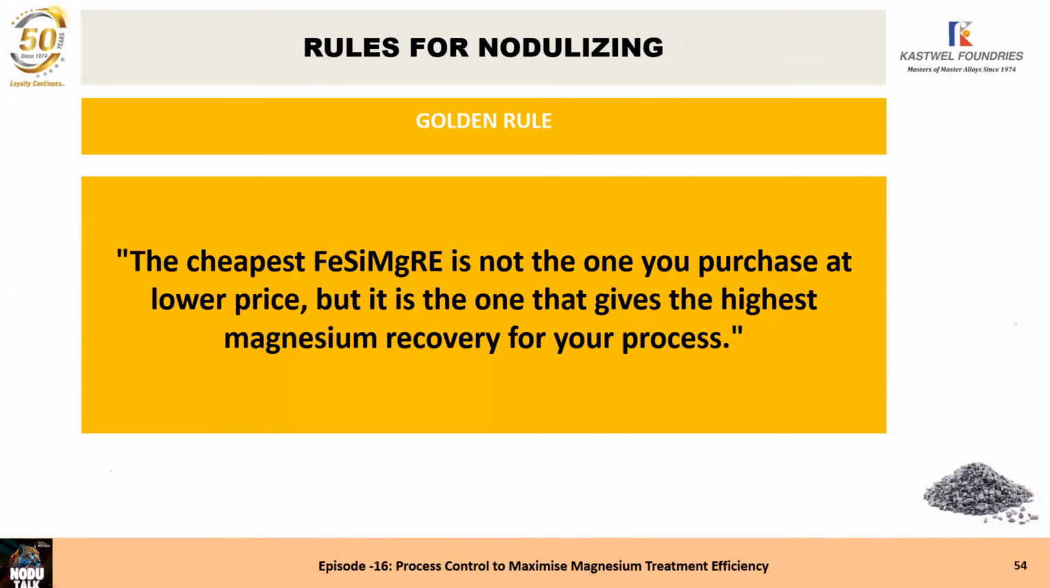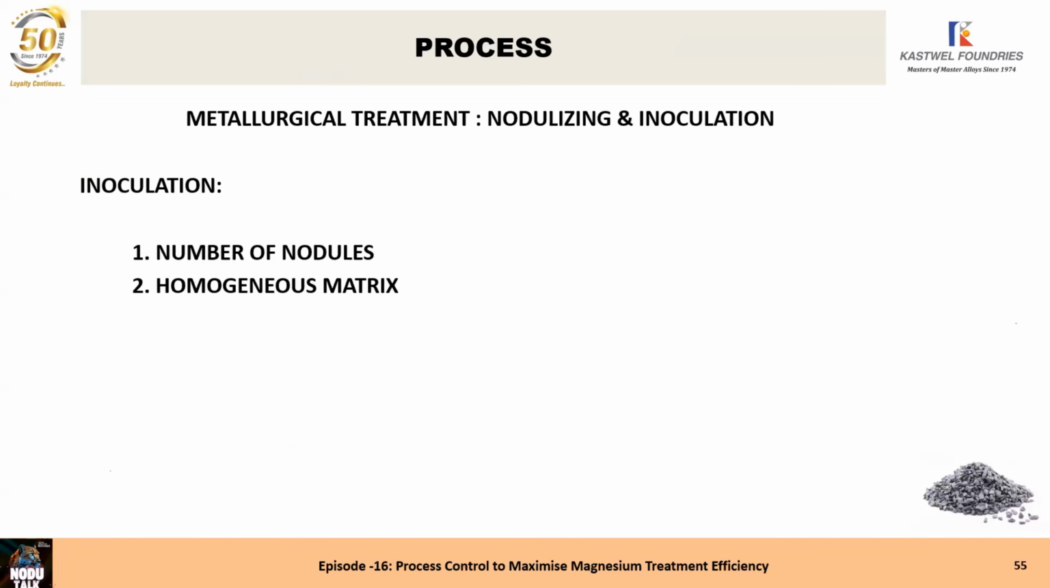This is a golden rule. The cheaper ferrosilicon magnesium rare earth is not the one you purchase at the lower price. It is the one that gives the highest magnesium recovery for your process. Treatment: magnesium treatment, nodulising and inoculation. Inoculation: the idea is to increase the number of nodules and to homogenize the matrix structure.